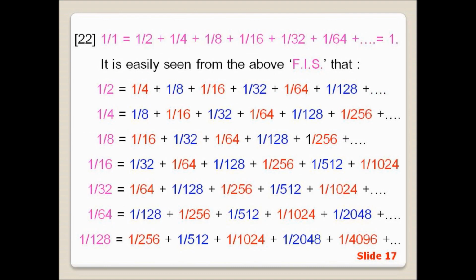It is easily seen from the above fundamental infinite series that a half equals a quarter plus an eighth plus a 16th plus a 32nd and so on. A quarter equals an eighth plus a 16th plus a 32nd plus a 64th and so on. 1/8 equals a 16th plus a 32nd plus a 64th plus a 128th and so on, and the rest are similar.